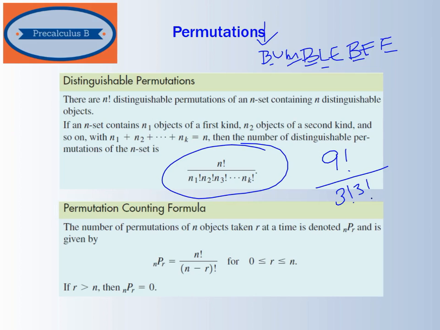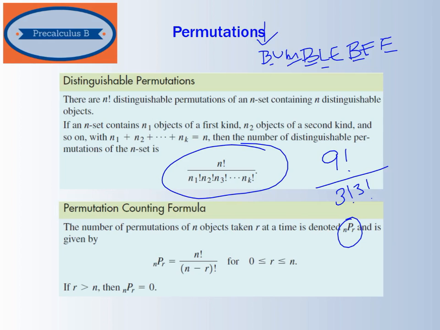Now we have something called the permutation counting formula, which is a little bit different. The number of permutations of n objects taken r at a time, and we'll get into what this means in just a second, is denoted nPr like this, and it's given by n factorial divided by (n minus r) factorial, where r is a number that's greater than 0 and less than or equal to n.